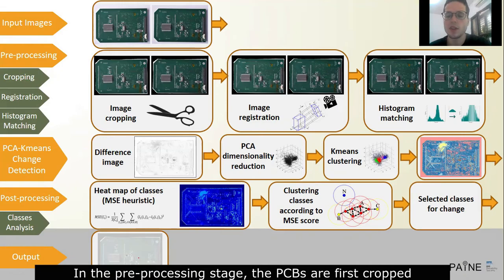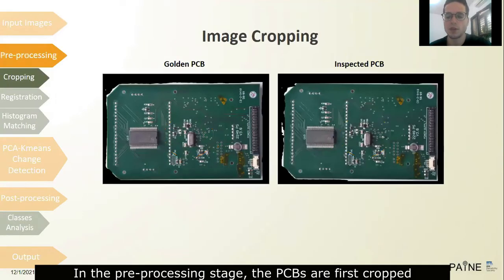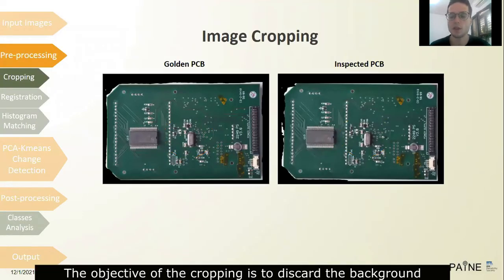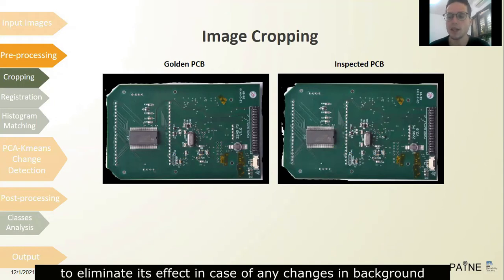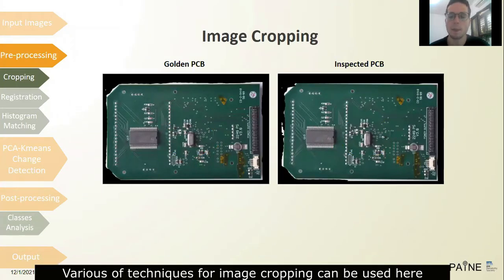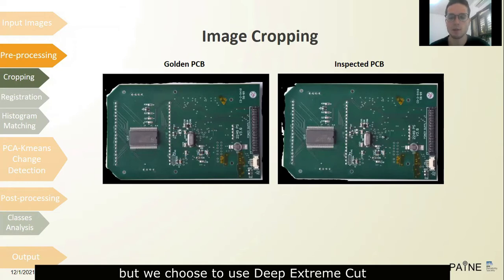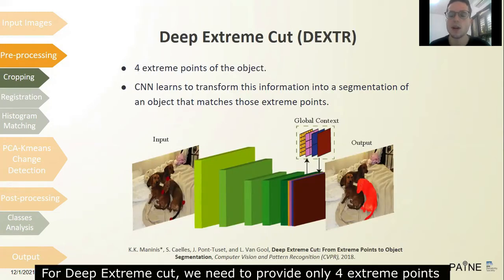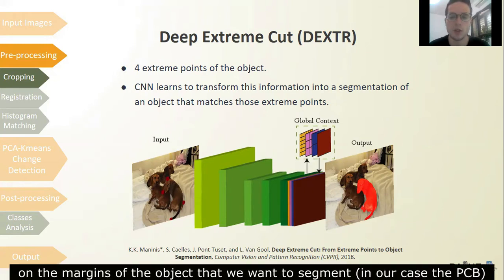In the pre-processing stage, the PCBs are first cropped. The objective of the cropping is to discard the background to eliminate its effect in case of any changes in background and focus the inspection on the relevant parts. Various techniques for image cropping can be used here, but we choose to use deep extreme cut. For deep extreme cut, we need to provide only 4 extreme points on the margins of the object that we want to segment, in our case, the PCB.